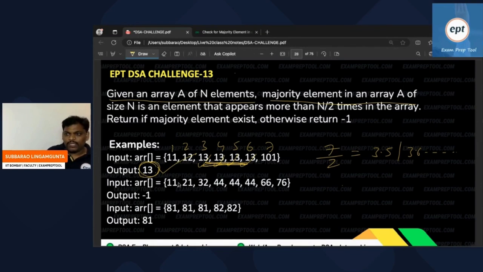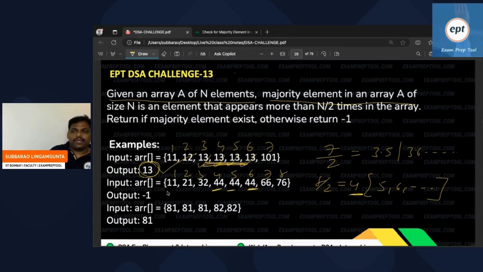Can you see one more example? First element, second, third, fourth, fifth, sixth, seventh, eighth element. 8 by 2 is 4. More than 4 is going to be 5, 6, 7 and so on. Is any person in the given array appearing 5 or more than 5 times? I think only 3 times. Majority element does not exist, return minus 1.